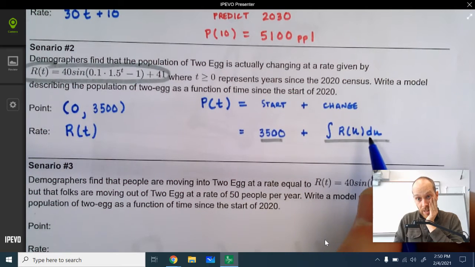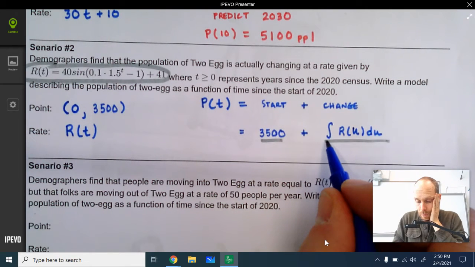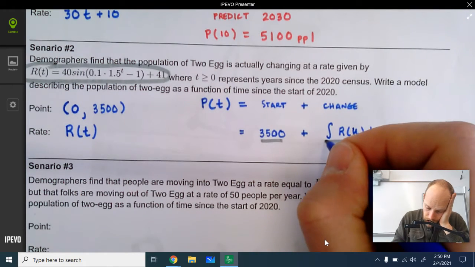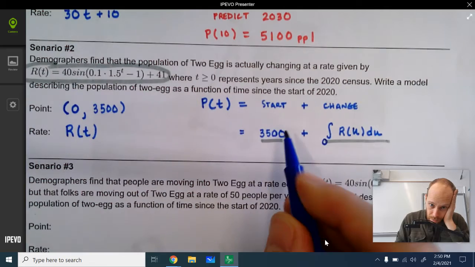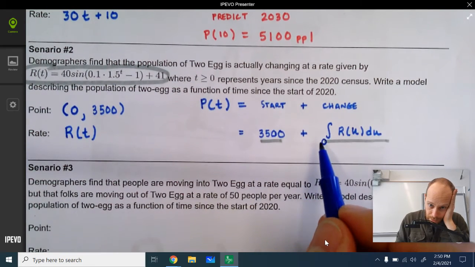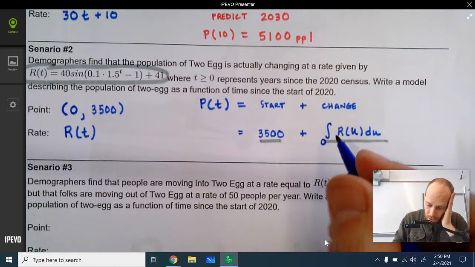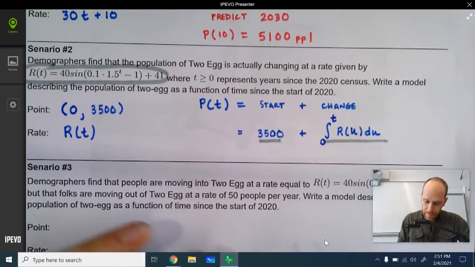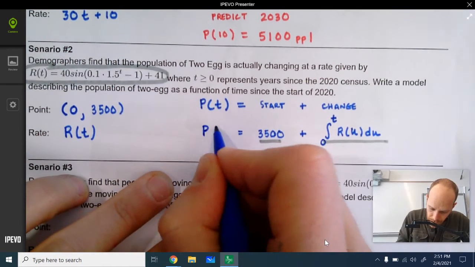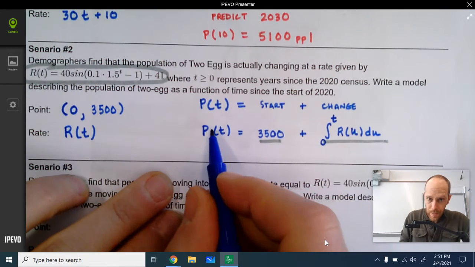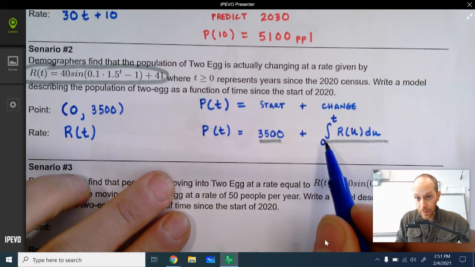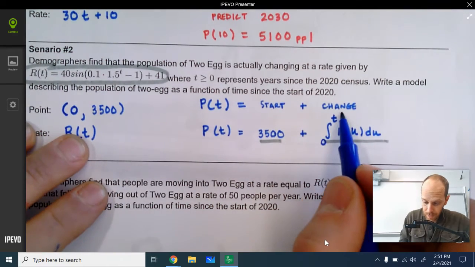And here's the reason that we need it. When we put our upper and lower bounds on our integral, we know that we want to start at time 0, because there were 3,500 people at time 0, and we want to go to some unknown time t. So this is our function. The population is equal to 3,500 plus an integral that starts at 0 and goes to time t.